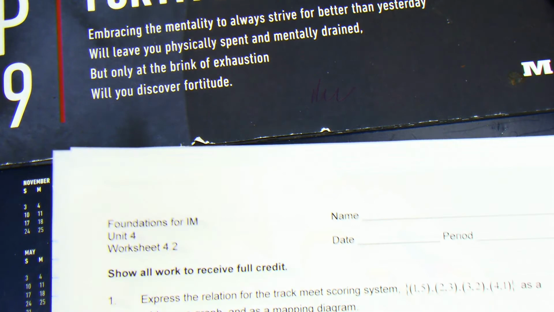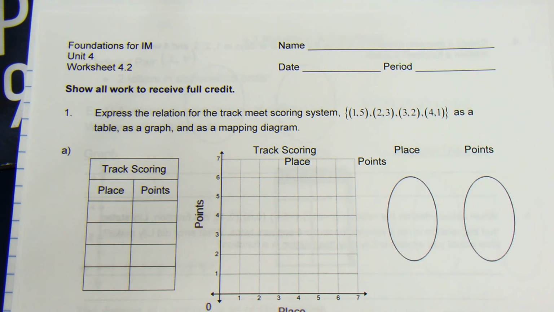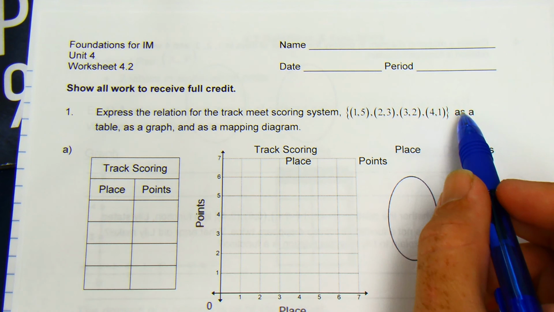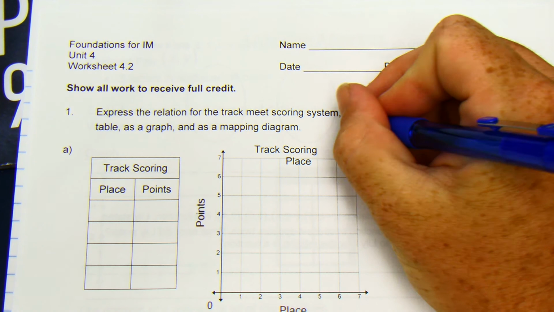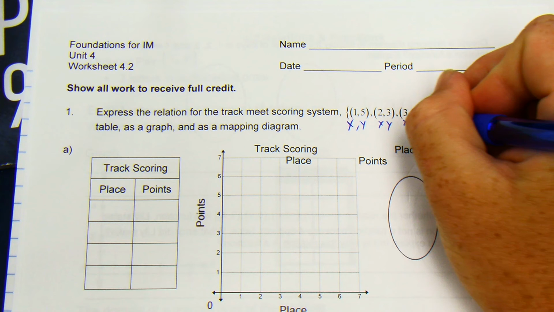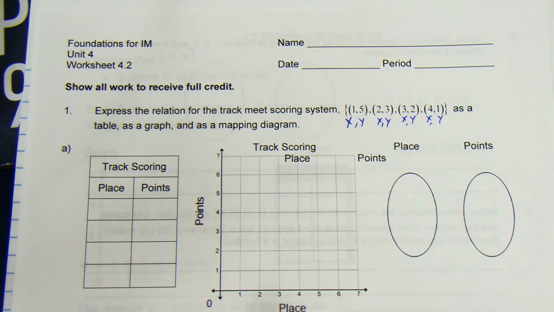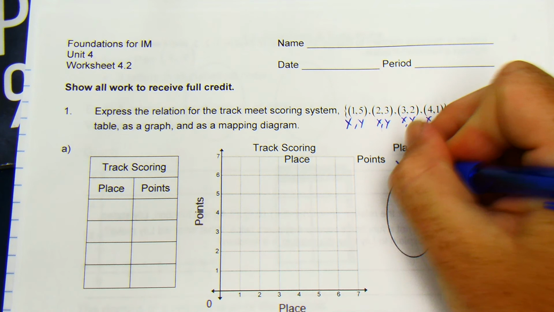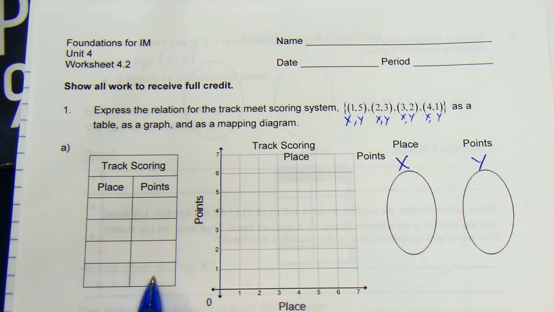Number 1 looks complicated. I promise it's not. We just have to read through it. It says express the relation for the track meet scoring system. So this is the relation right here. These are our ordered pairs as a table, as a graph, and as a mapping diagram. For all of these, we have X and Y, right? We can express them in our table, on the graph, and in a mapping diagram. Remember, my x's go on my left, my y's go on my right. Same here, place will go on the left, points will go on the right.